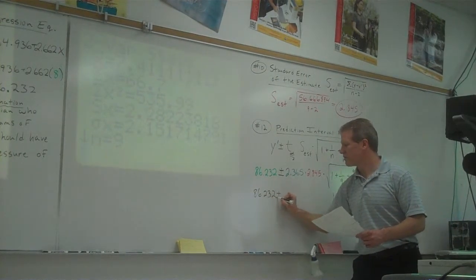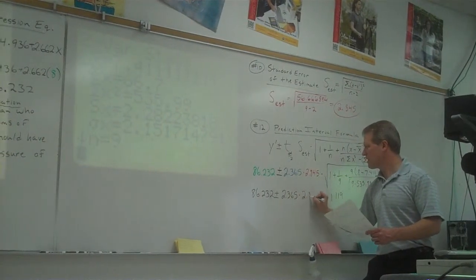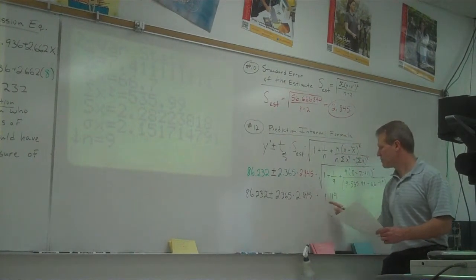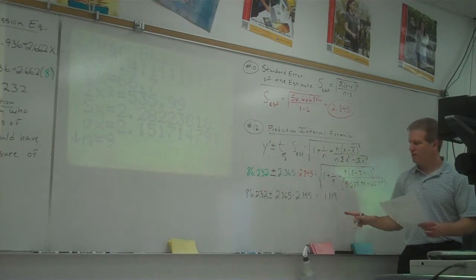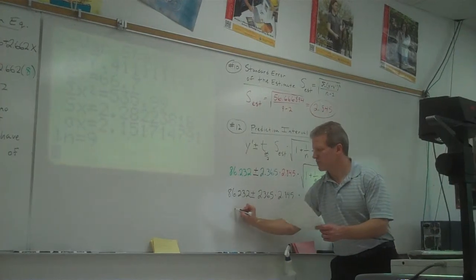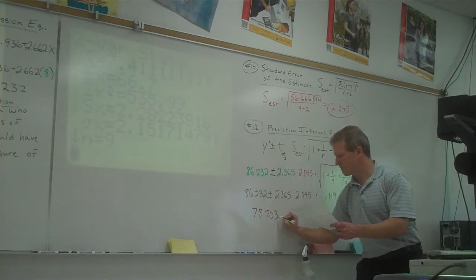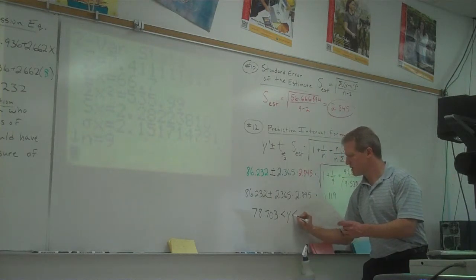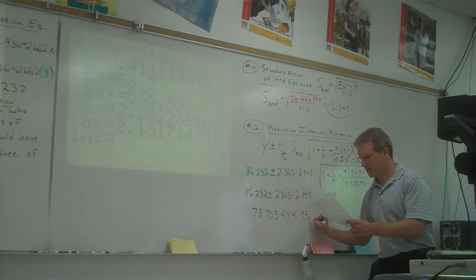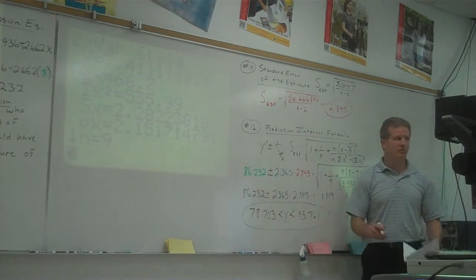So then you have 86.232 plus or minus 2.365 times 2.845 times 1.119. Type that in with a minus, type it in again with a plus. There's what you come up with for answers. 78.703 is less than y, which is less than 93.761. And then you should be able to explain that.